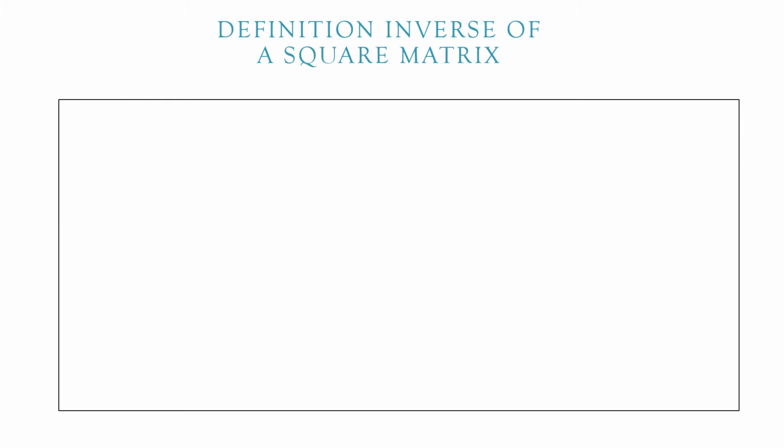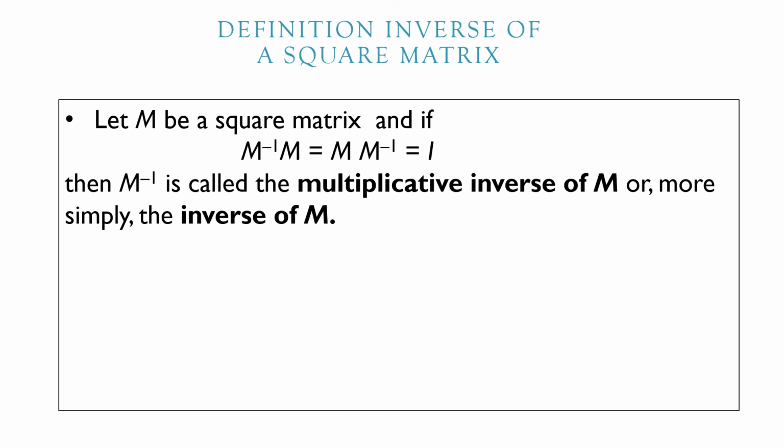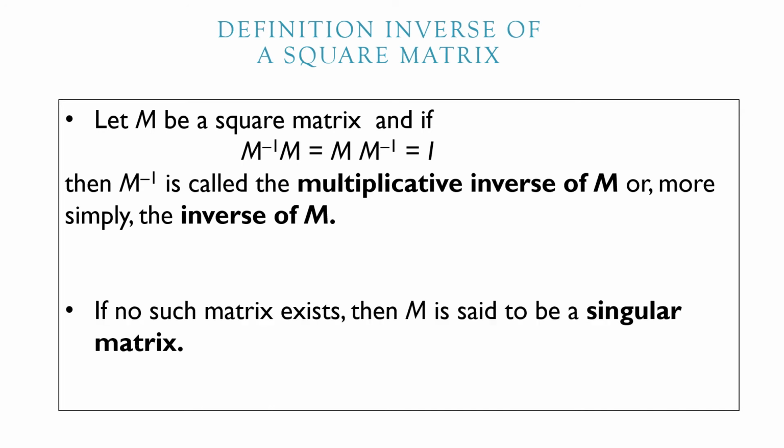The definition for the inverse of a square matrix is: if M is a square matrix, M inverse will be the inverse provided the product M inverse M is the same as M M inverse and gives us the identity matrix. So this M inverse is called the multiplicative inverse of M. If no such matrix exists, then M is said to be a singular matrix. The inverse will not exist, and in that case it is a singular matrix.